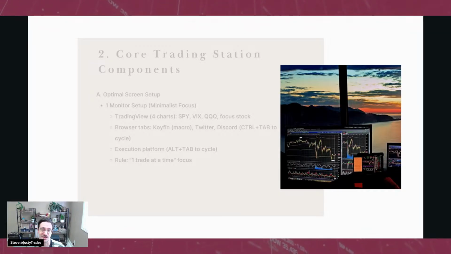So if SPY is about to break a level and I see VIX break down right as I'm eyeing SPY for the breakout, that helps me build confidence to get long SPY. So it's really important to have those two.